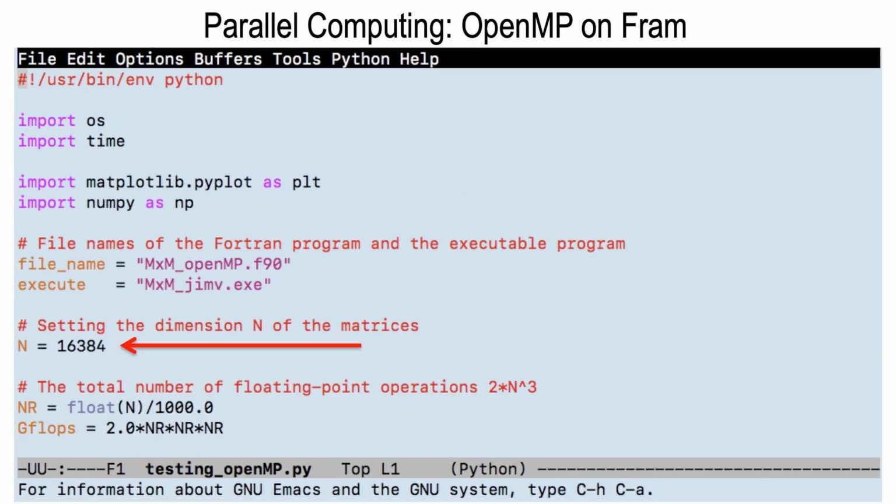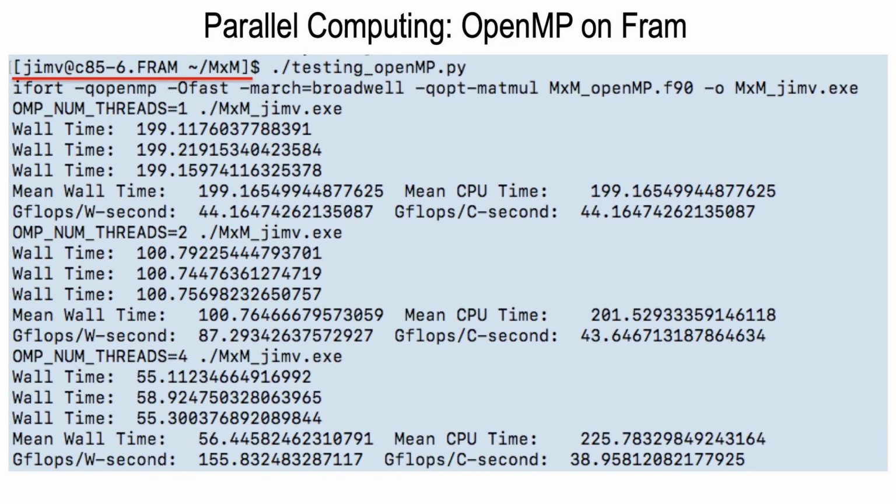To ensure precise performance evaluations, it's essential to update the value of n in the Python testing script. With our setup Python script, we transition to a standard compute node, C85.6, from the login node. Here, we'll proceed with the multi-threading test, setting n to 16,384 on this normal compute node. We'll start the testing phase by executing our Python testing script.